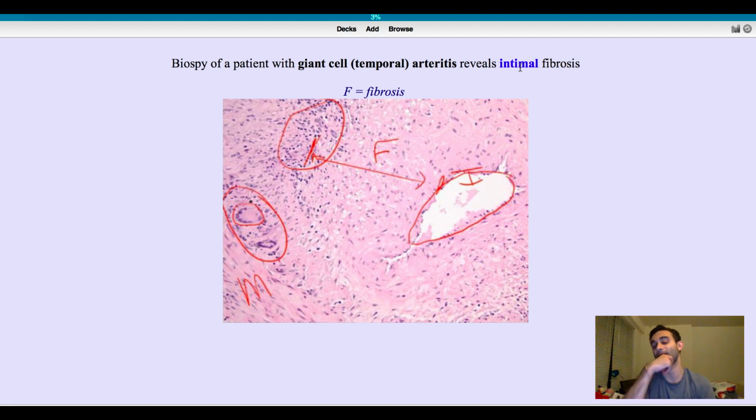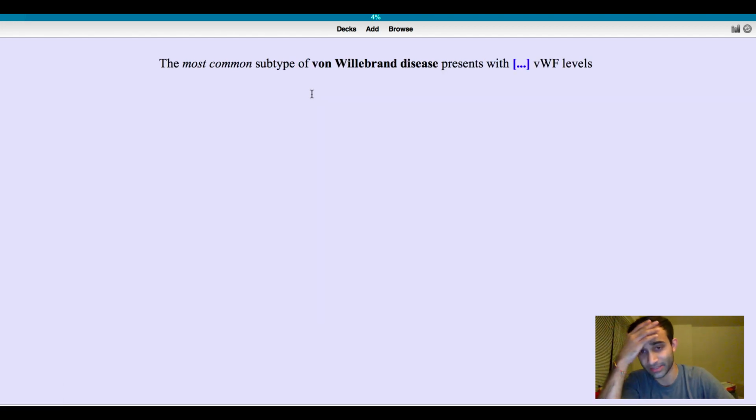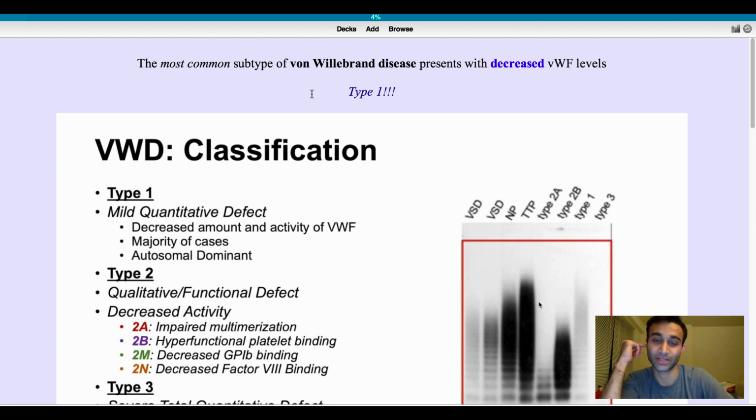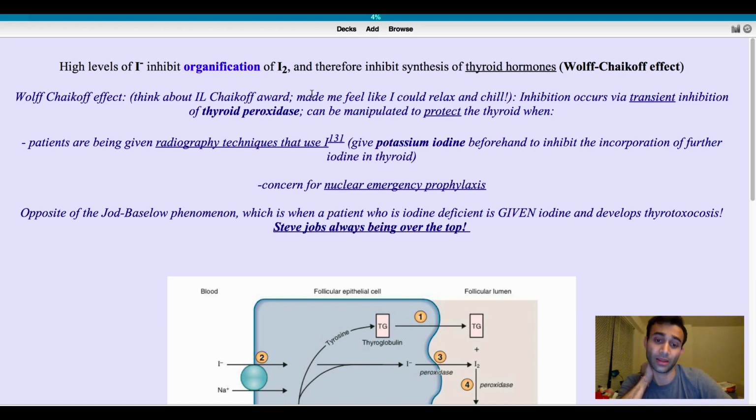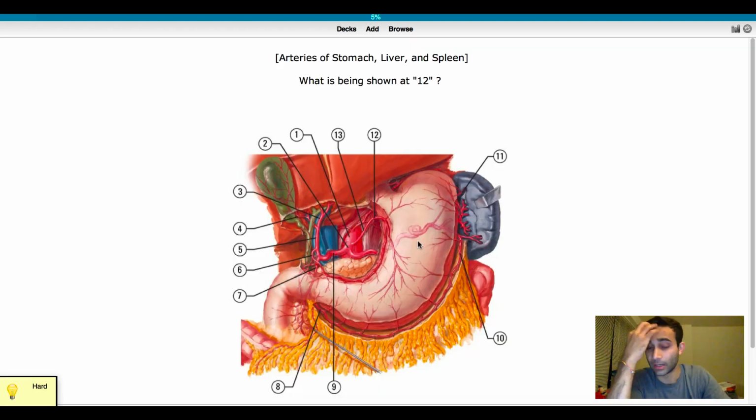But okay, maybe I don't know this one, so I'm gonna say I don't know this one because I clearly got it wrong. I thought it was caseating fibrosis, but just goes to show you, you got to learn. So the most common subtype of von Willebrand disease presents with decreased von Willebrand factor levels. Yep, type 1. High levels of I- inhibits, I believe it's organification. Yeah, I know what organification is, so I'll move on.